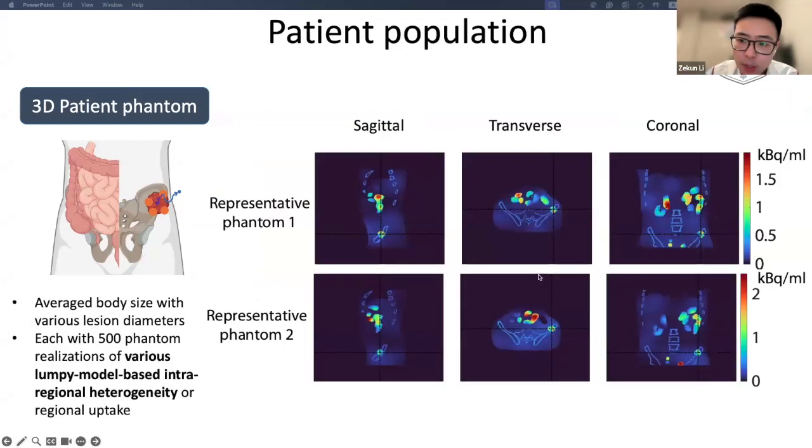More specifically, the patient phantoms in this study all have the average body size, but different lesion diameters. For each lesion diameter, we generated 500 phantom realizations with various lumpy model-based intra-regional uptake heterogeneity of regional uptake. These figures show two phantom realizations in the population, demonstrating the heterogeneous uptakes in different regions.